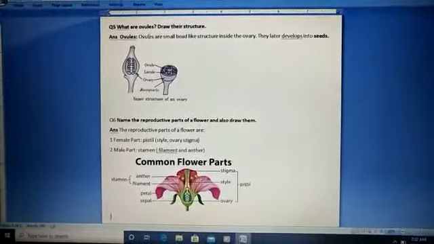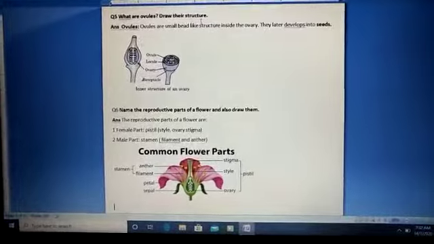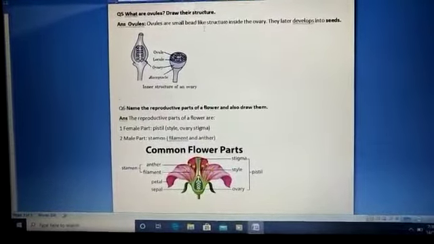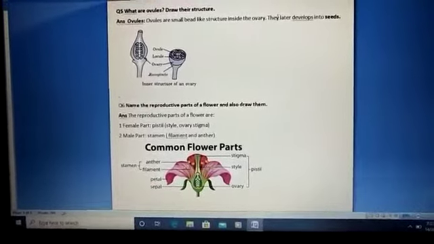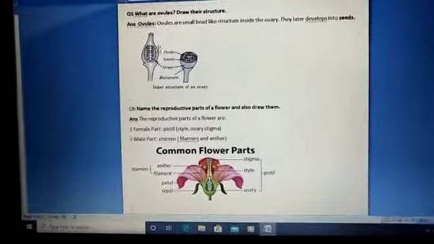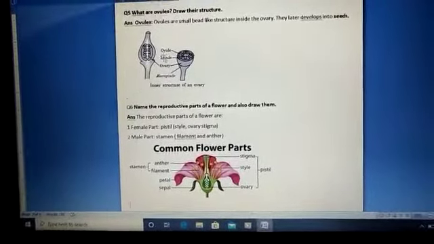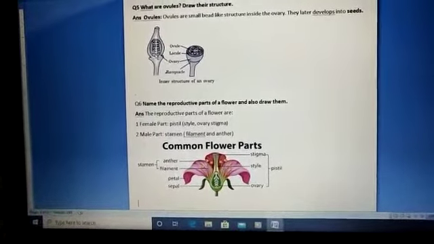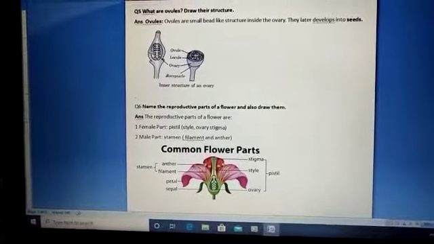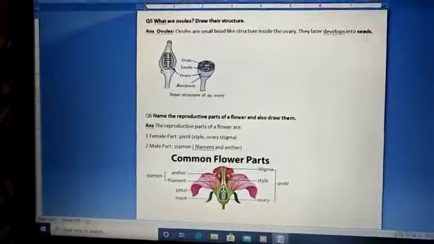What are ovules? Draw their structure. These are the ovules. Ovules are small bead-like structures inside the ovary. They later develop into seeds. Basically, ovules are bead-like structures like this. They are present inside the ovary. This is the ovary and these are the ovules, and they later develop into the seeds.